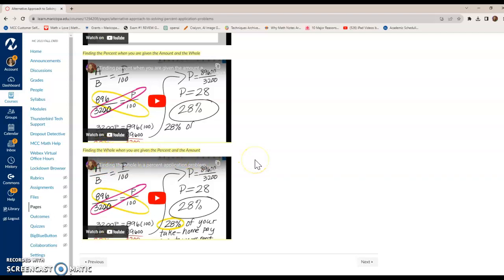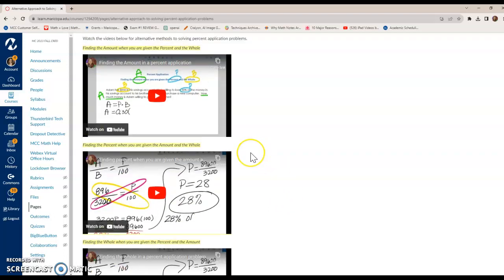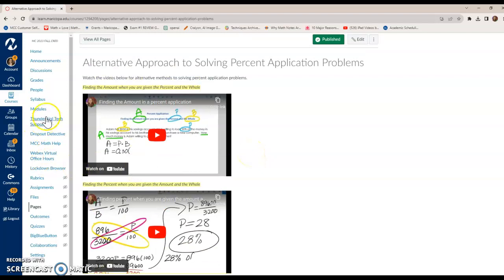So you'll notice anytime you solve a percent application problem, there's 3 parts: the amount, the percent, and the whole. Usually you're given 2 out of those 3, and you have to find the unknown, which is the third one that you're not given. And I have 2 alternative approaches for you, and they are highlighted in these videos. So what I would like you to do is watch these 3 videos that highlight the alternative approach.